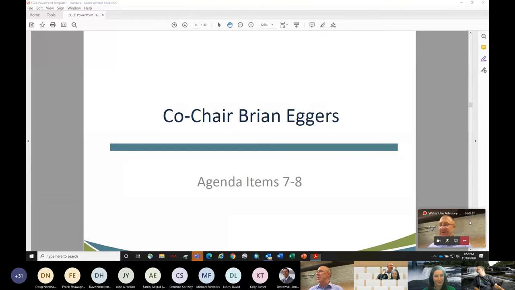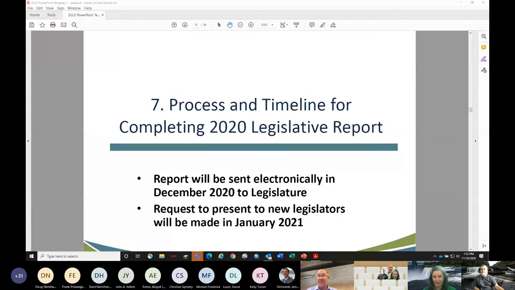We are on agenda item number 7, process and timeline for completing the legislative report. As we last discussed, the report will be sent electronically this December to the legislator, and we're going to request the opportunity to present to the new legislators in January of next year. Anybody want to add to that? Any concerns with that? Dave Lush? I thought I saw your hand up, Dave Lush.